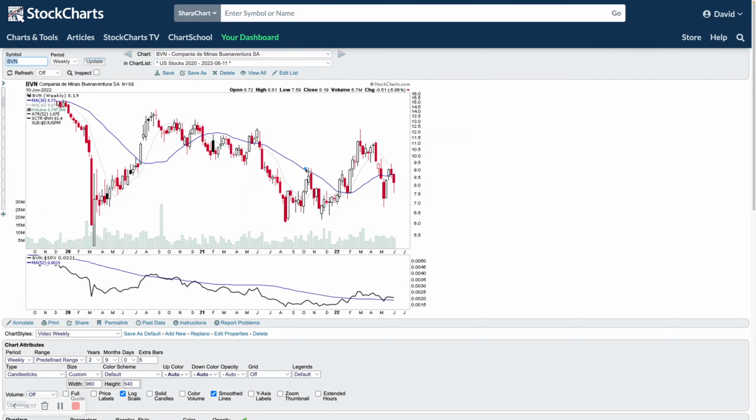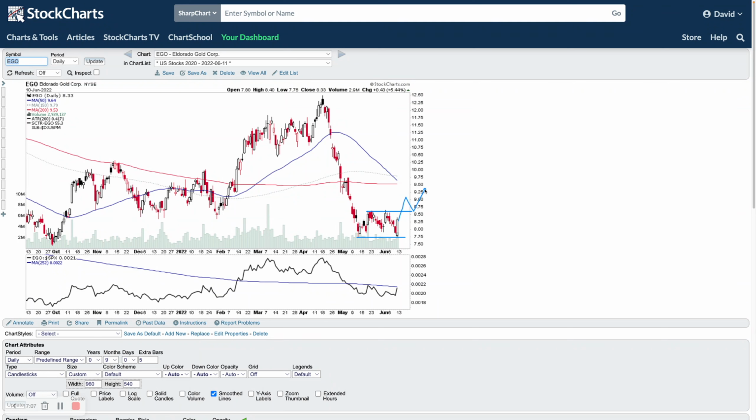EGO, got an undercut and rally move there on Friday. So good, easy entry point on those kind of ones when it does that. So you've got a little bit of a lower base structure. So looking for a break to the upside that then holds the range, potentially could then go on to test the 200-day and the 50 days start to turn up in there.